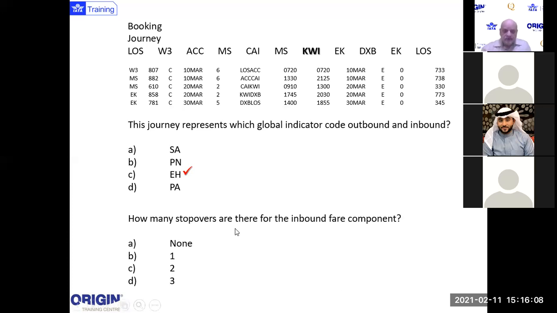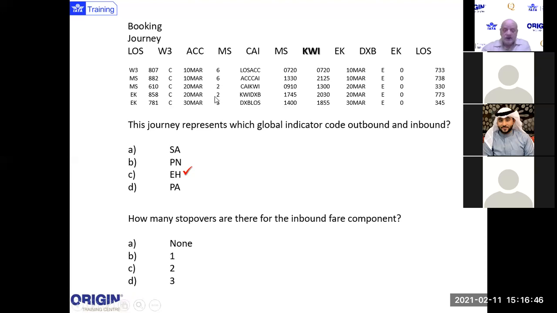Now we come to how many stopovers for the inbound. It's very easy to get mixed up on outbound and inbound. And of course, you'll get maybe different answers. This is the outbound, Lagos to Kuwait. Inbound is Kuwait to Lagos via Dubai. So Dubai is a transfer point, but we need to look at the itinerary.